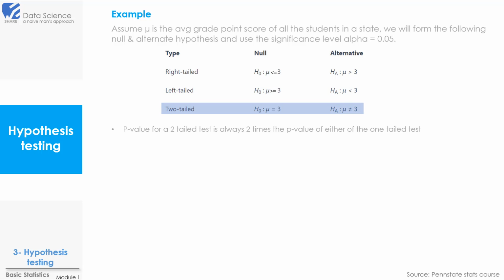Finally, we will see a two-tailed test. In this test, we will test if our mean is exactly equal to 3. So our p-value for a two-tailed test is always equal to 2 times the p-value of either of one-tailed test. So recall we found our p-value in the previous case as 0.0127. So for a two-tailed test, it will be multiplied by 2, which will be equal to 0.0254. Now when we will compare this with alpha, we find out that it is less than alpha, and hence we reject the null hypothesis. So that is how a two-tailed hypothesis test is done.